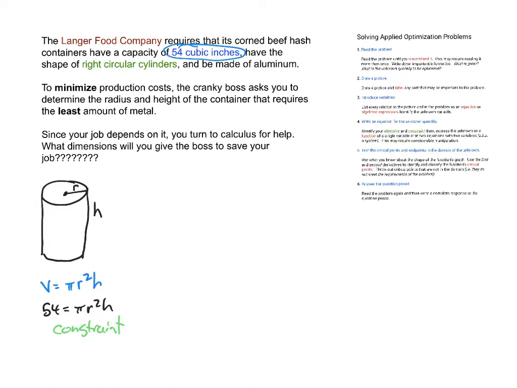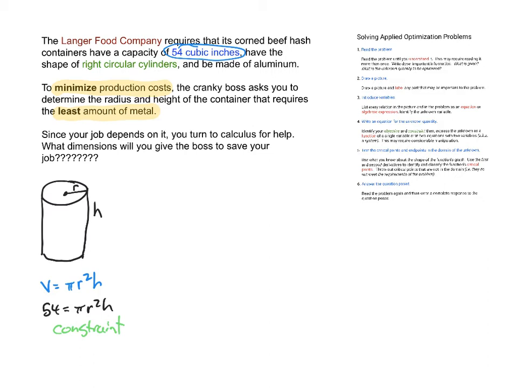We still need to talk about what the thing is that we're trying to minimize. And so for that, I go back to the story. And remember, we're trying to save money so we don't get fired. We are trying to minimize production costs by finding the least amount of metal required to make a can. So now we have to use a little bit of problem solving and common sense here to try and figure out what in the heck they're talking about.